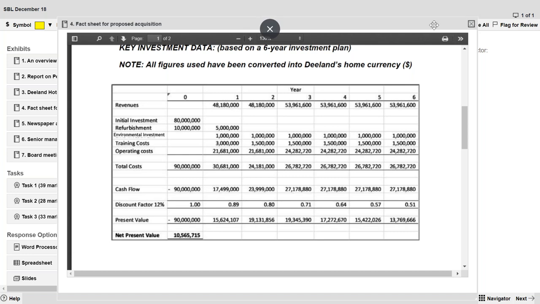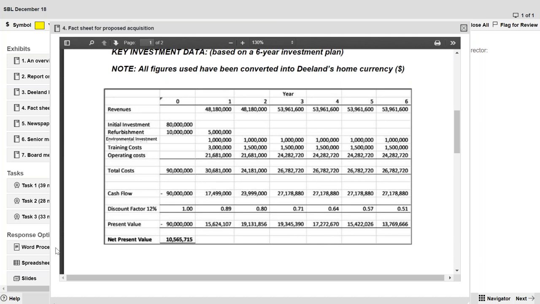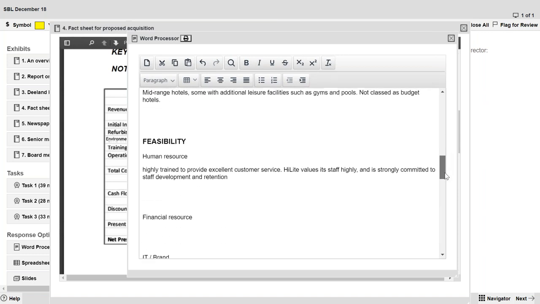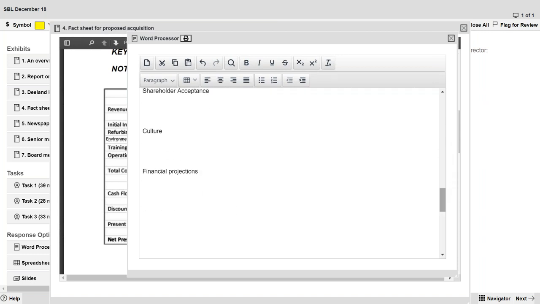So where is the word processor? Let's click here. So on the financial projections, where is it? I will go to acceptability, financial projections. So currently the projections are showing a positive NPV, right? So that information I can put under shareholders.